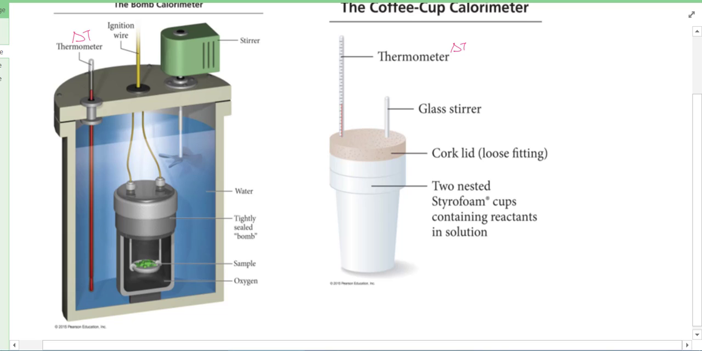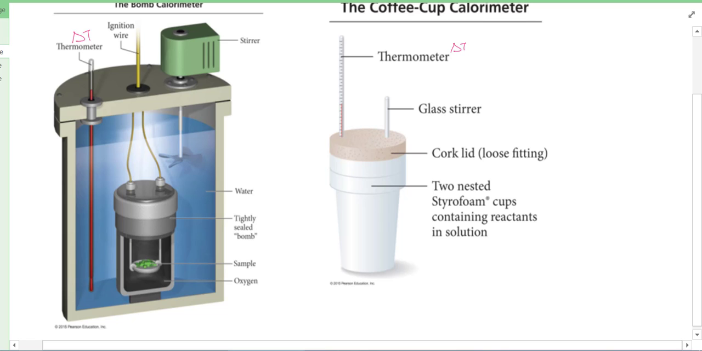The glass stir, so you can actually take the cork lid and swirl around. And you have two styrofoam cups with your solution and, let's say, a hot metal and water, or you're looking at how much a salt solution will decrease the temperature. Usually you're mixing two different liquids like a warm water and a cold water or something like that.